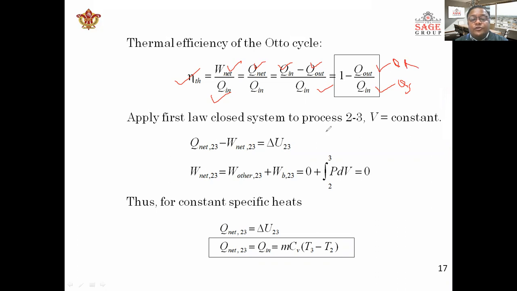Apply the first law to the closed system process 2 to 3, where the volume remains constant. This is the formula, because the work done is 0. So there is only the heat supply. It is represented in the equation as mcv (T3 minus T2). This is the formula for the heat supply, with constant volume heat addition taking place.